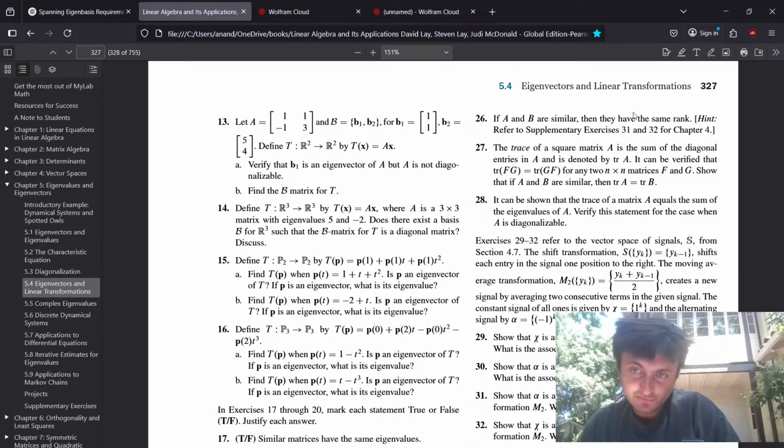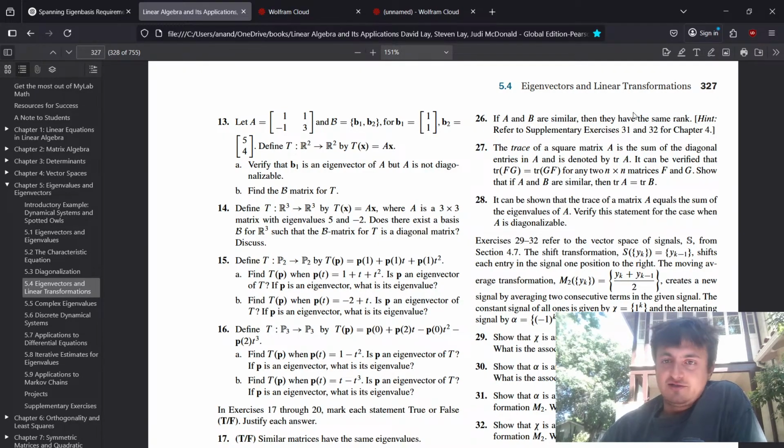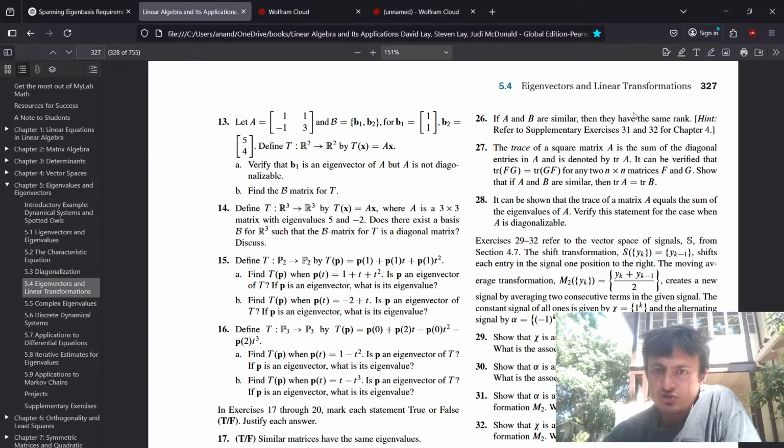This is one of these sections where you really should do every exercise because you've got to understand this stuff. The trace of a square matrix is the sum of the diagonal entries of A, denoted trace A. It can be verified that the trace of FG is equal to the trace of GF for any two square matrices F and G. Show that if A and B are similar, their traces are the same. Oh, wow. 27, I would have never really guessed that. That's pretty cool.